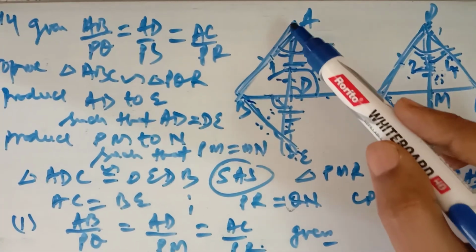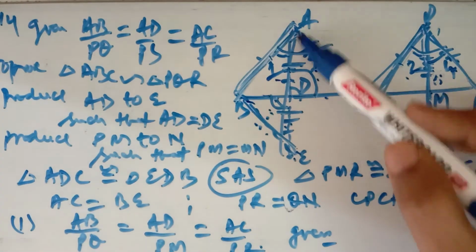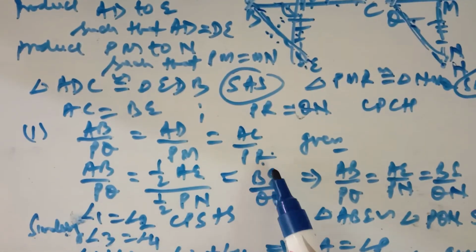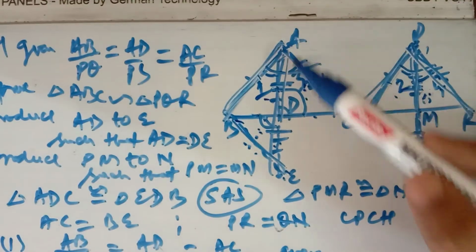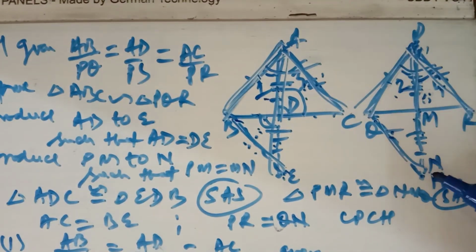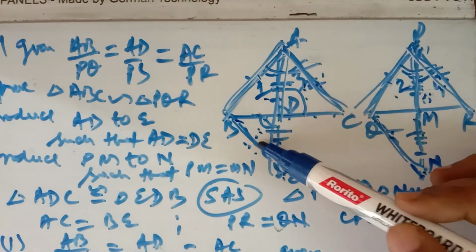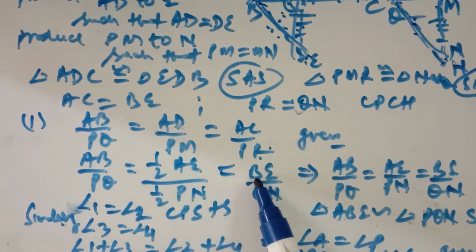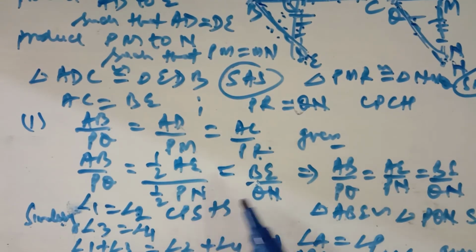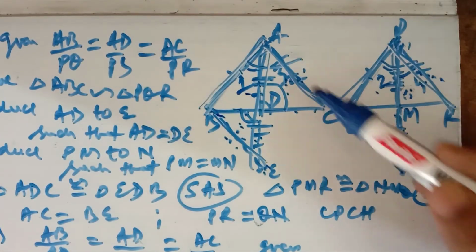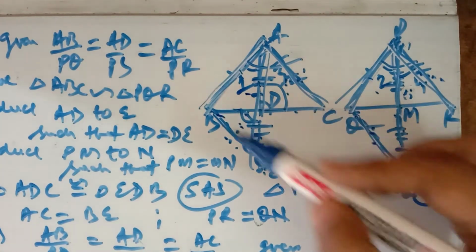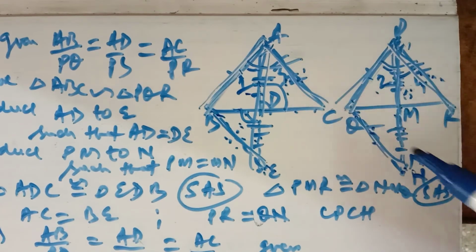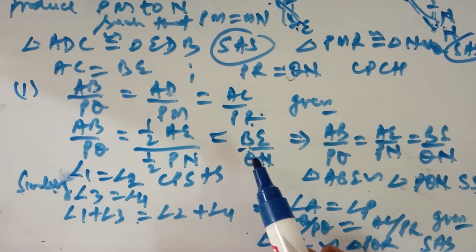Then, in place of AB upon PQ is equal to AD upon PM is equal to AC upon PR, which is given, we wrote half of AE in place of AD, half of PN in place of PM, BE in place of AC and QN in place of PR, since we had already made them equal. So we got the ratios AB to PQ, AE to PN and BE upon QN equal. So triangle ABE is similar to triangle PQN.